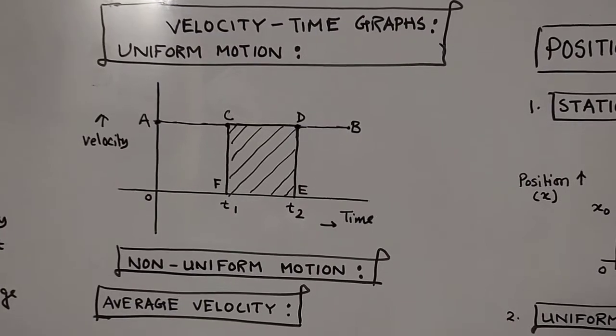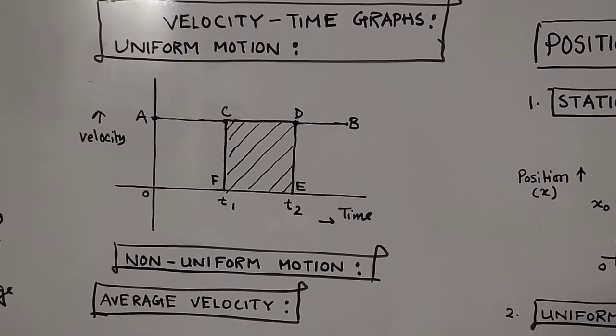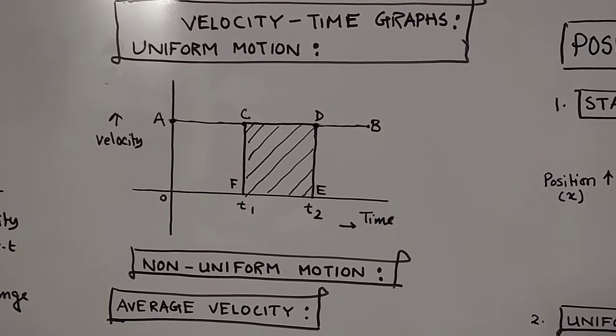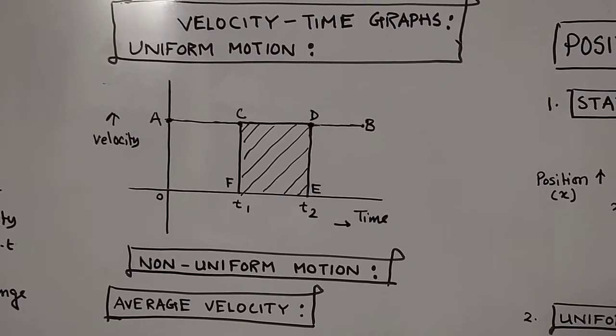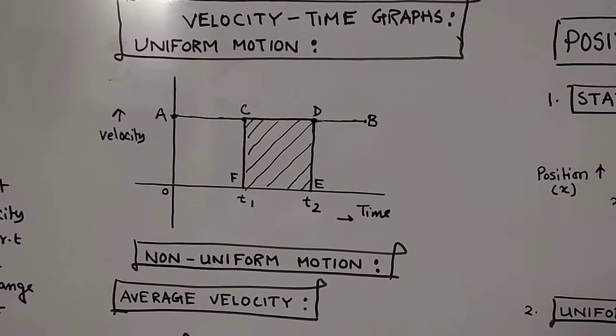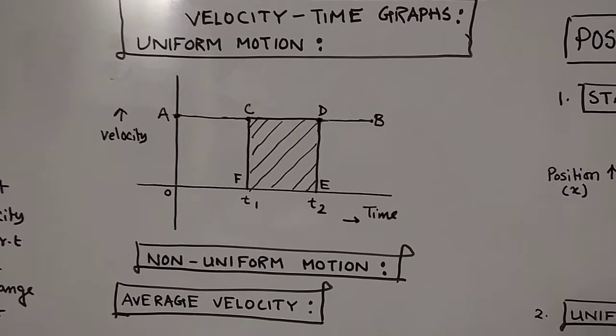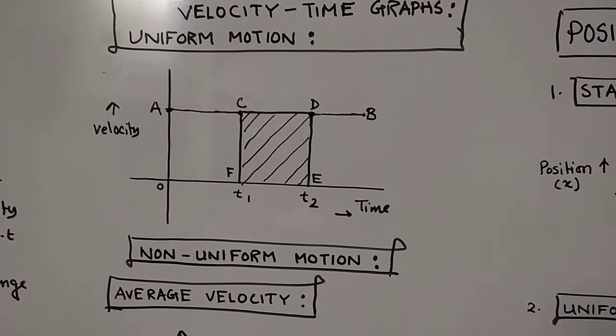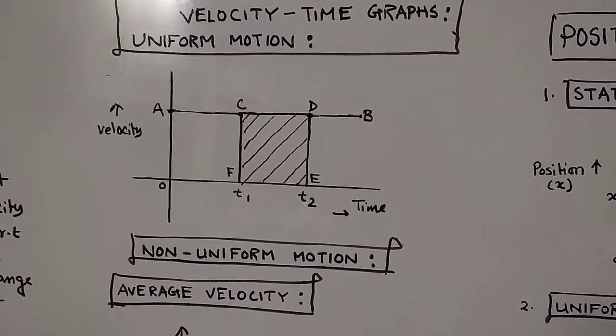So you can consider any two arbitrary points C and D from the graph, and from those points you have to draw a line parallel to the velocity axis. Now if you consider this rectangle, you can find the area, and the area gives you the product of velocity and time. So the velocity and time product is nothing but your distance or displacement, you can say.